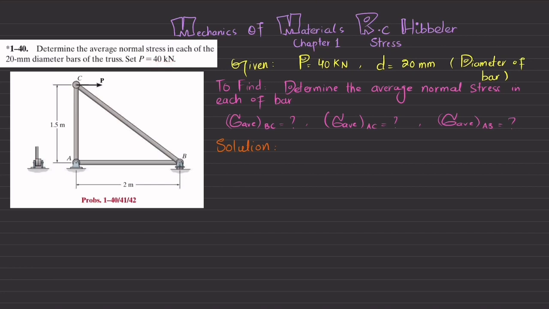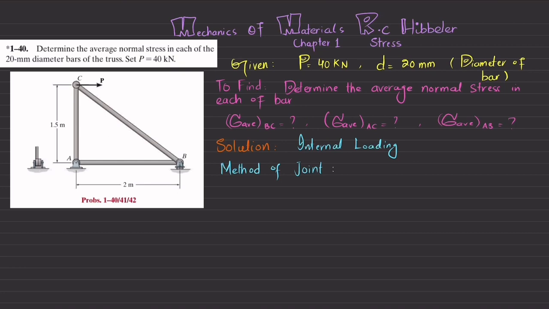So you have to determine the average normal stress in each bar AB, AC and BC. So let's start with the solution. The first step is that we will find the internal loadings. How will you find the internal loading? We will use the method of joints in order to find the stress or force in each member.